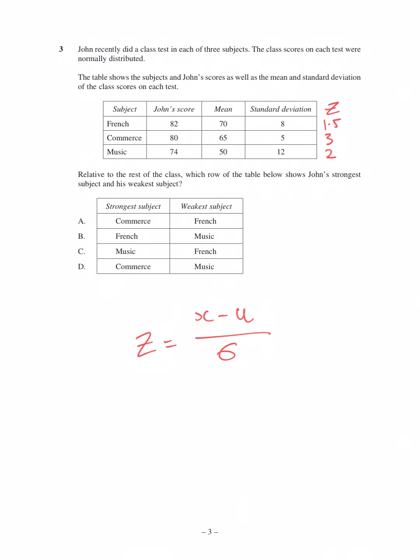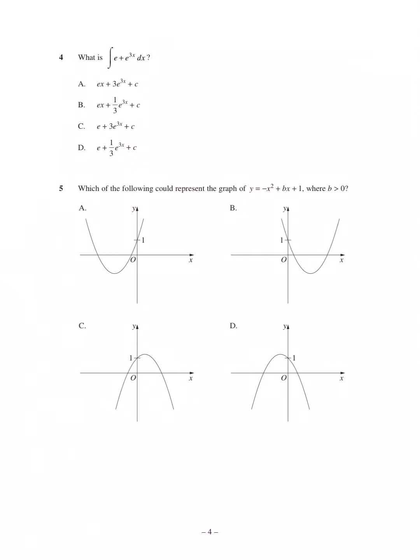So as it turns out, if we reorder these based on the Z-scores, that commerce is the strongest and French is the weakest. Option A. In fact, for commerce, we would be expecting that John is right at the top, probably ranked amongst the top few students here because he's 3 standard deviations above the mean.